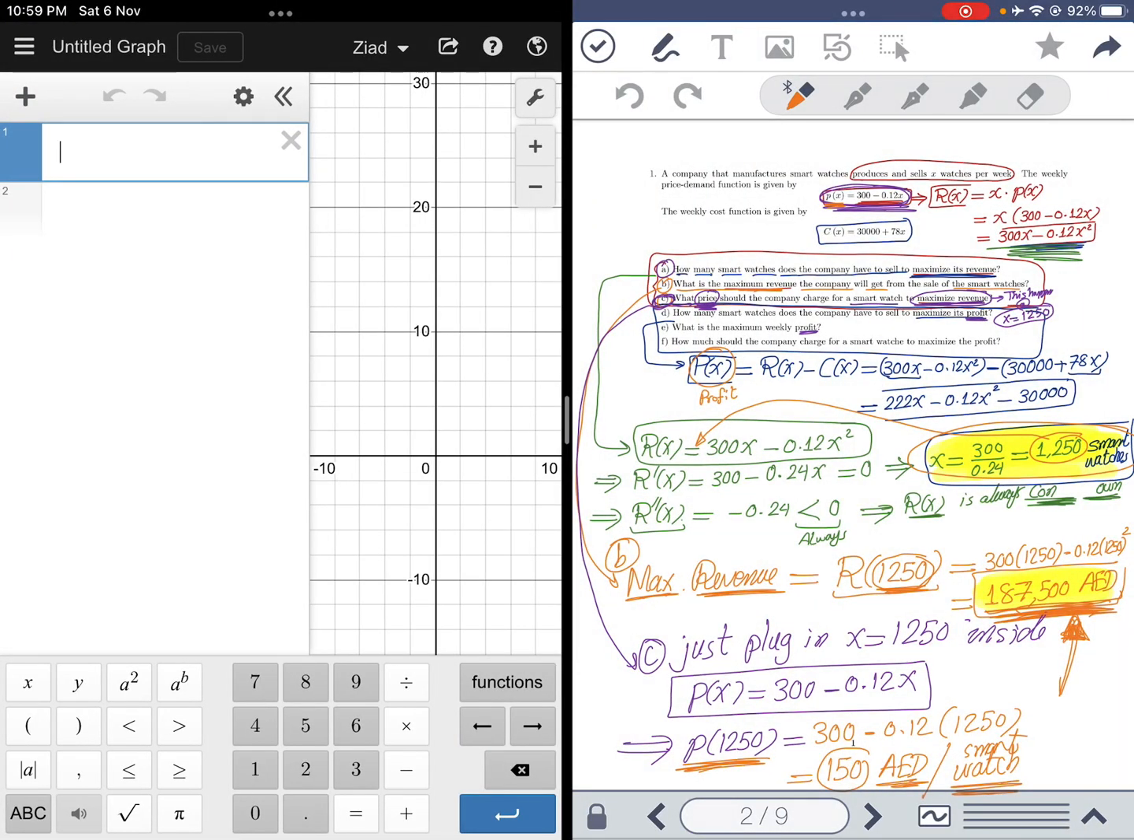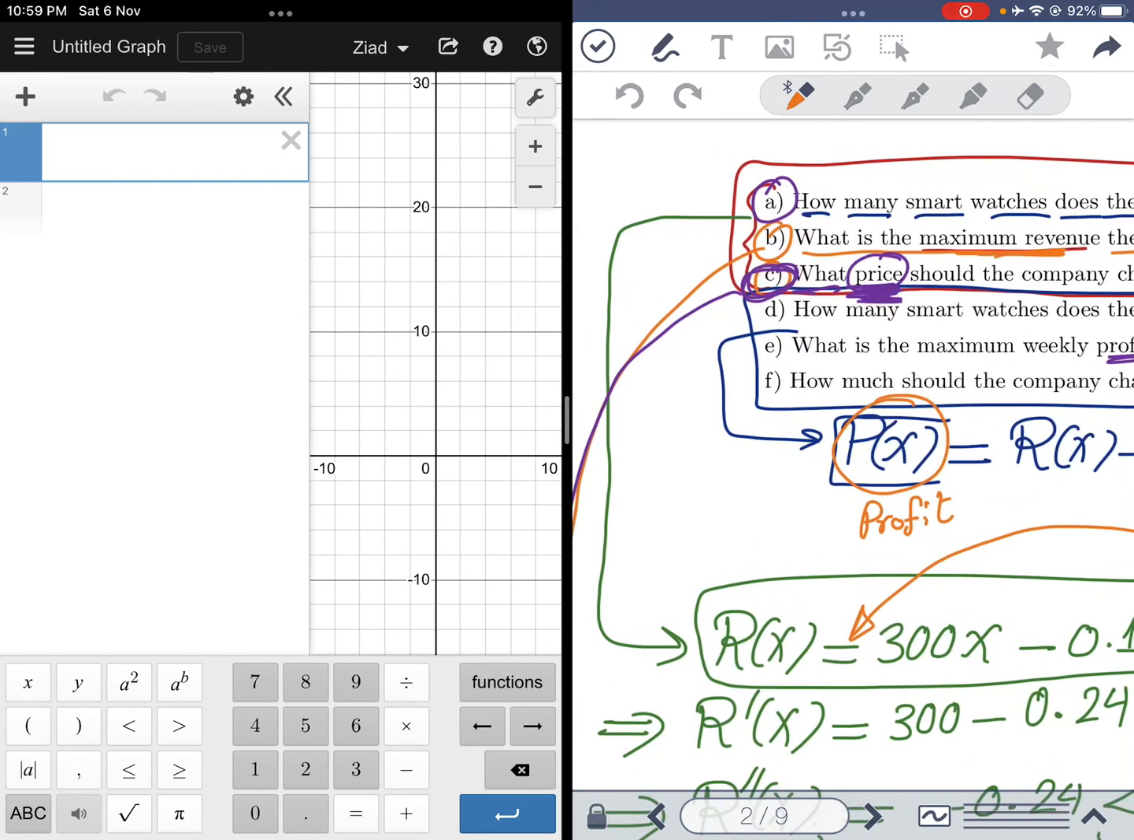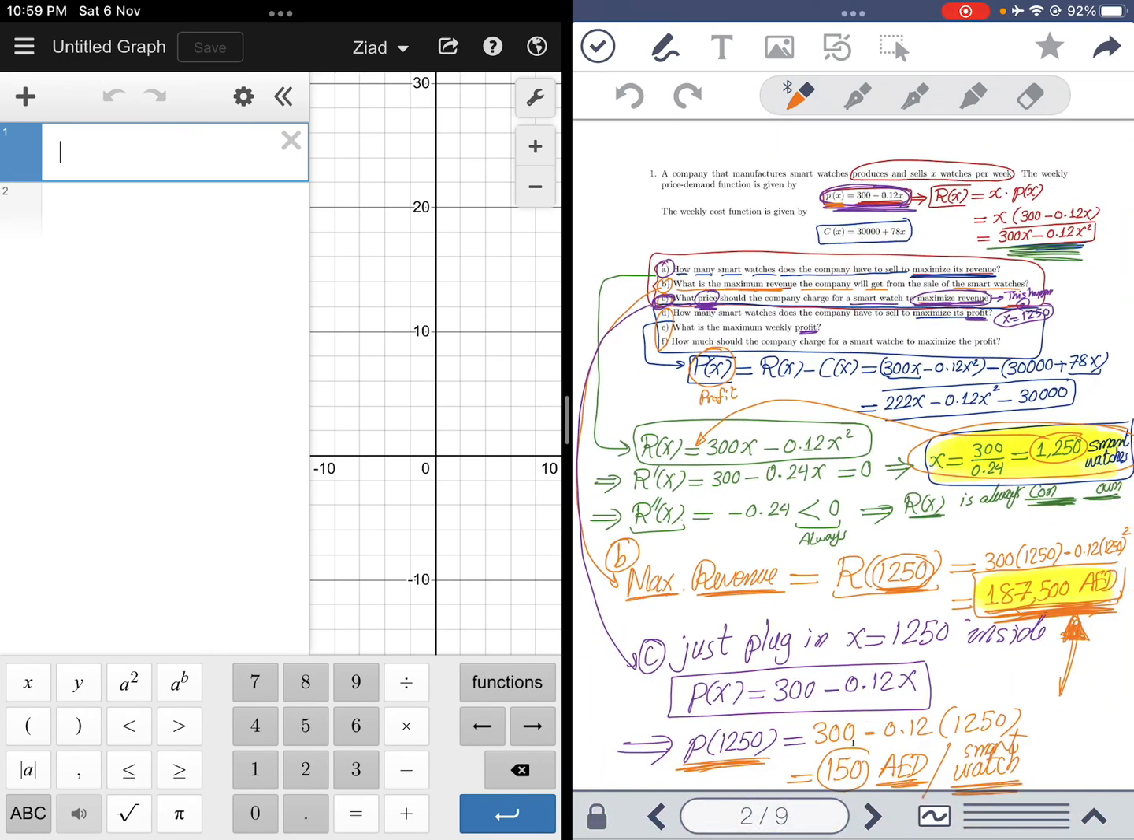So first we'll open Desmos, and I want to graph these functions. Of course, D, E, and F will be done in a similar way, and I'll do it by graphing after I show you the graph of ABC, like how to get it easily. So let's see. First, let's graph the price function. So it's 300 minus 0.12x. That's the red one. Now the cost is 30,000 plus 78x.